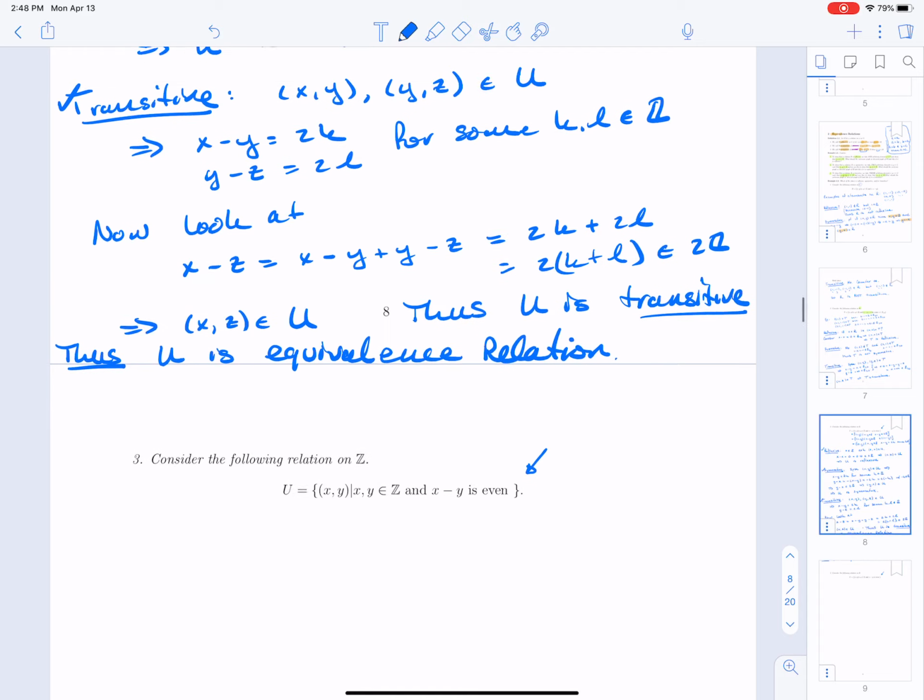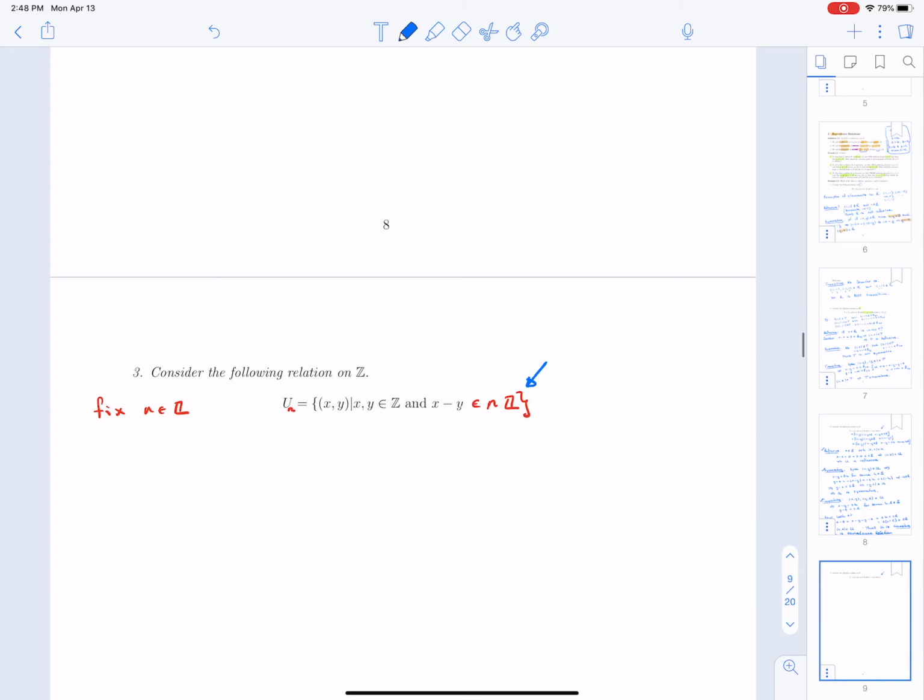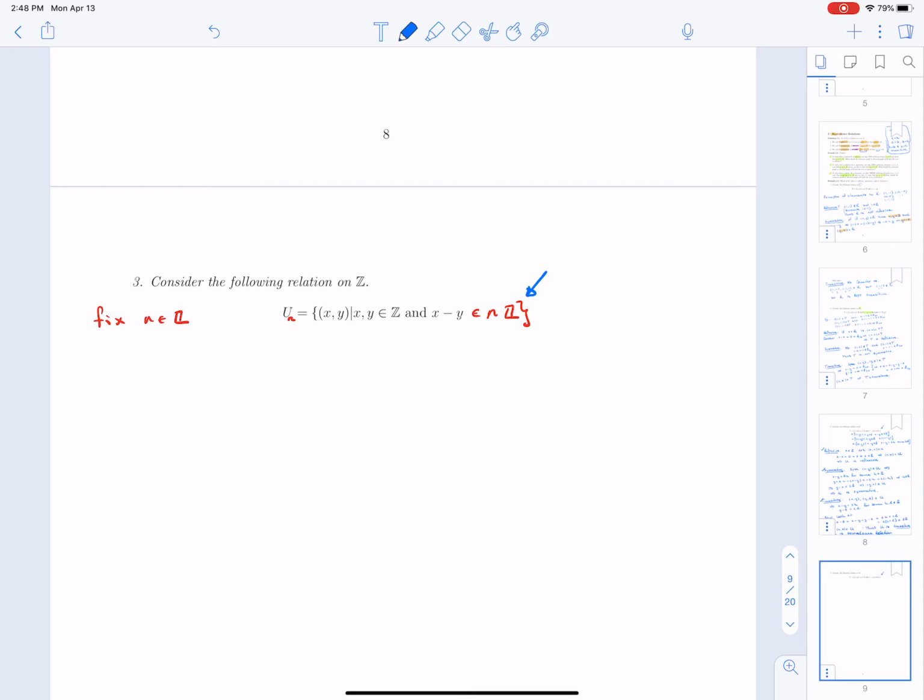So what I'd like you to consider doing now is the same thing. This is a copy of one of the page 8. Notice I've amended it to look at not U as we had it before, where the difference was a multiple of 2. Now I'm saying, what if it's a multiple of n for some fixed n? So I invite you to show that the argument above works exactly the same way, that U sub n is an equivalence relation. Okay, all right, enjoy.